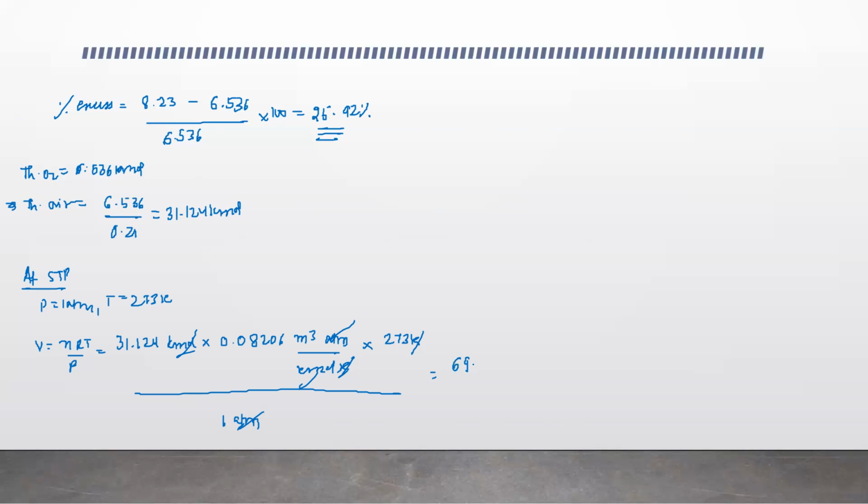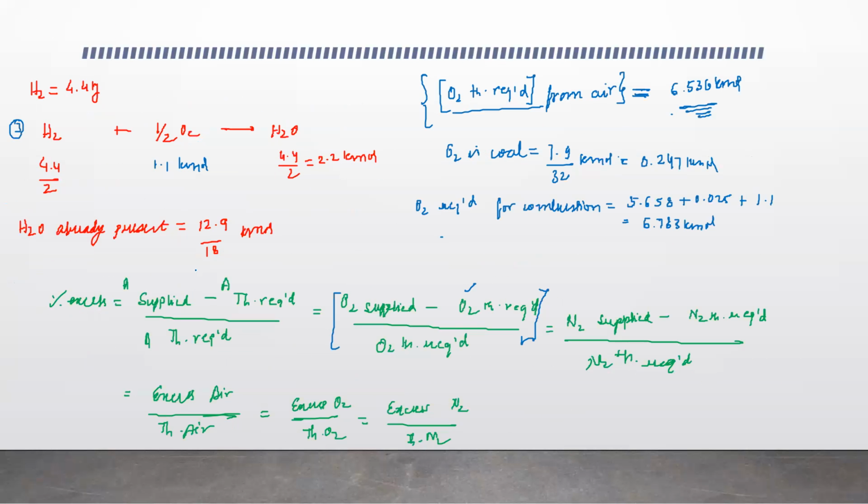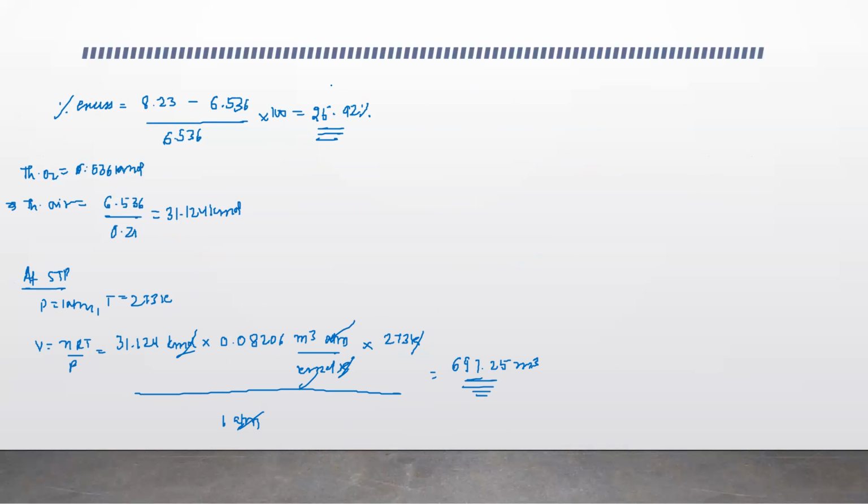It's 697.25 meter cube. Right. So as I told you, once your block diagram is complete, there's nothing more you need to do. You just need to manipulate whatever values you have. So that's what we did. We just used the number of moles that we had from the block diagram and we calculated the volume, right? And second part, they're asking the percentage excess of air used. The percentage excess we've already calculated as 25.9, right? So this is your part A and this is your part B.